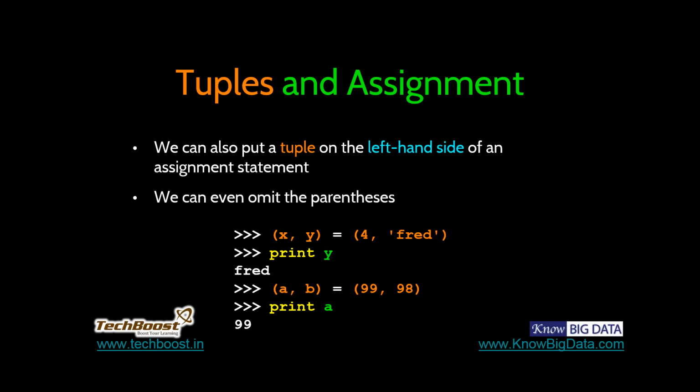Let's see about tuples and assignment. This is another important use case of preferring tuples over lists. We can also put a tuple on the left hand side of an assignment statement. This is called parallel assignment: assigning multiple values together to multiple variables. So x gets 4, y gets Fred, and we try to print y, which has already got Fred. So this is called parallel assignment. Multiple assignments using a single assignment operator. This is pretty clear.